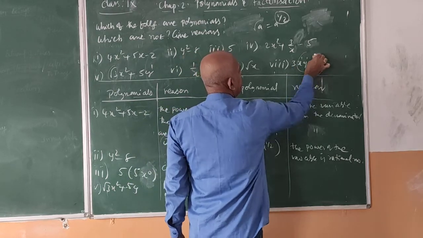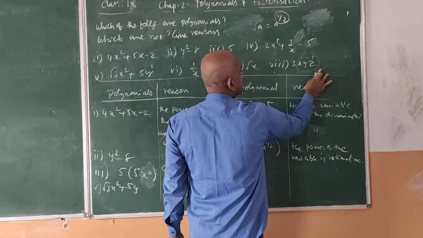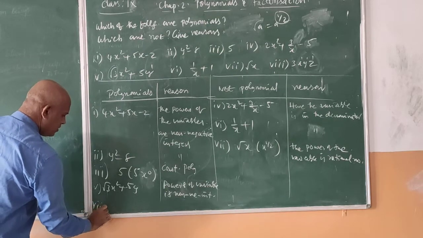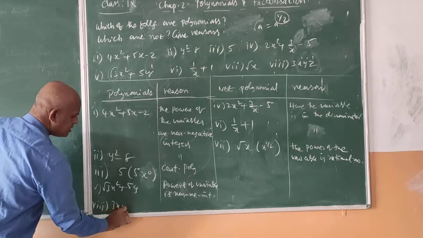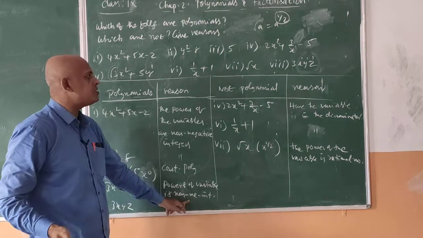So the power of the variable is what? Positive. So each variable's power is also positive, so it comes under the polynomial. So this is the 7th one. 8th one here, 3x, y, z. Same reason: the powers of the variable are non-negative integers, so it is a polynomial.